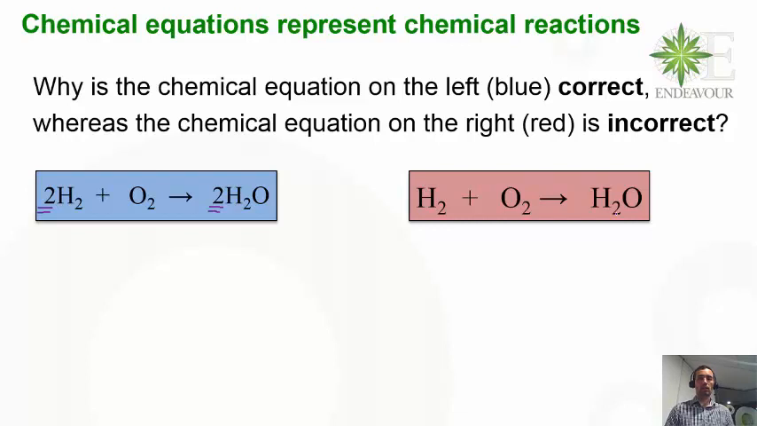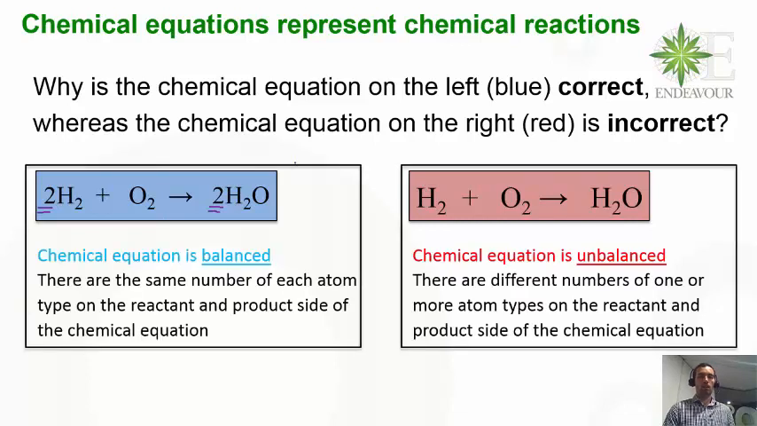So basically, this goes back to this idea of balancing chemical equations, where you have to have the same number of each atom type, in this case hydrogen and oxygen, on the reactant and product side. And if we worked out the number of each atom type on each side for both equations here, we would see that in the blue, this one is balanced because there's the same number of hydrogen atoms and oxygen atoms on the reactant side as there is on the product side, whereas in the red version of the equation, the chemical equation is actually unbalanced because there's different numbers of hydrogen and oxygen atoms on the reactant and product side.